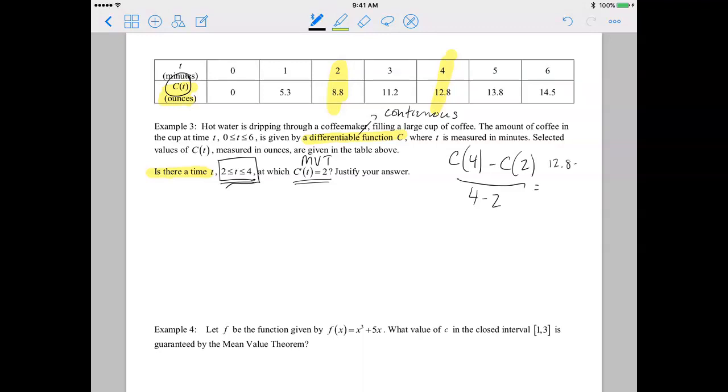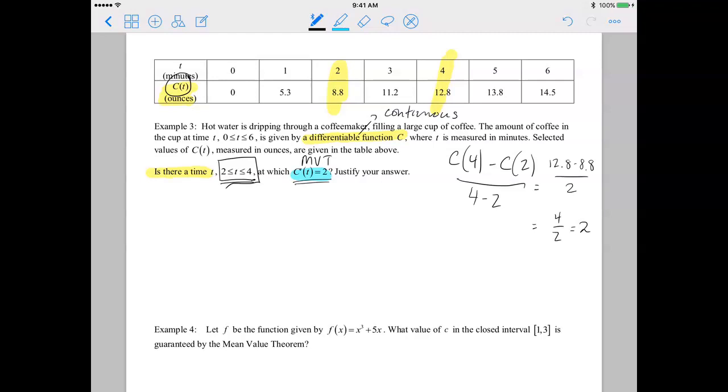And c of 2 is going to be 8.8. And I'm going to divide that by 2. And 12.8 minus 8.8 is 4, divided by 2, which is equal to 2. And so since the average rate of change was equal to 2, and this function is continuous and differentiable, I know that the instantaneous rate of change, which is given by the derivative, this guy right here, has to also equal 2 for some time t in the interval from 2 to 4.